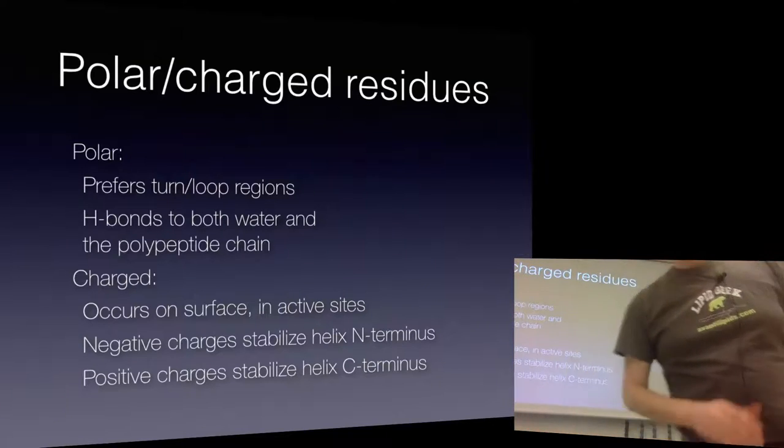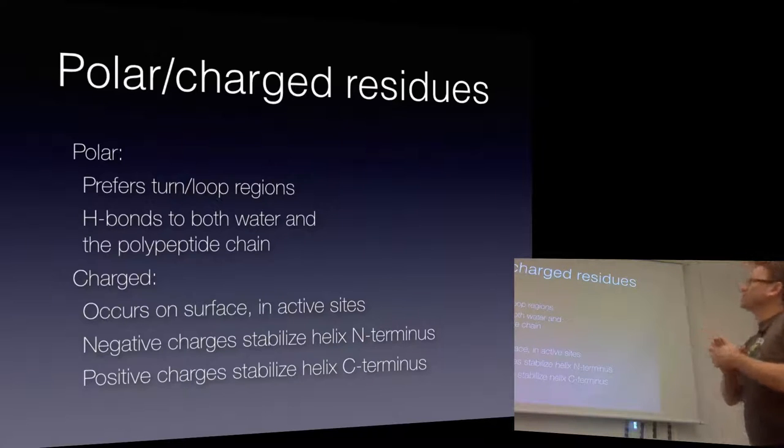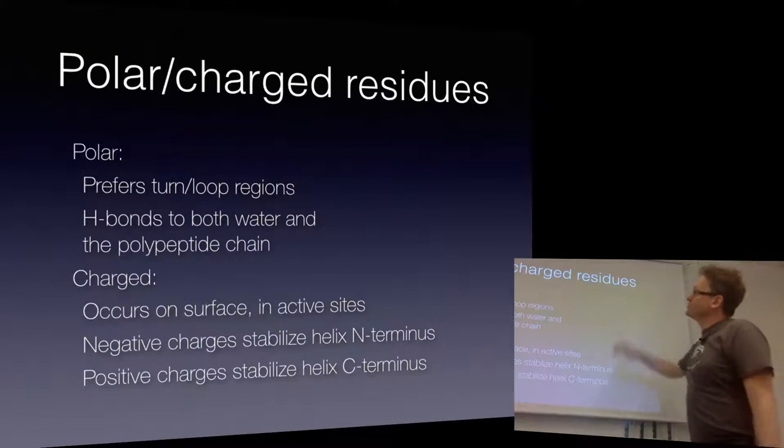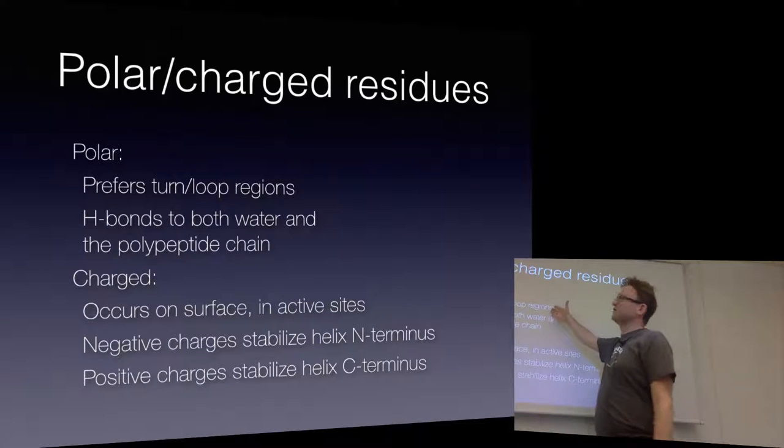We have a bunch of polar or charged residues too. I'm not going to go through and cover the residues again, but I'm going to try to take this from a slightly different point of view. Remember that I said that the interior of proteins was typically uncharged because we don't want things exposed. We want to take the hydrophobic things and turn them inside. That typically means that the polar charged residues tend to be in the turn and loop regions.